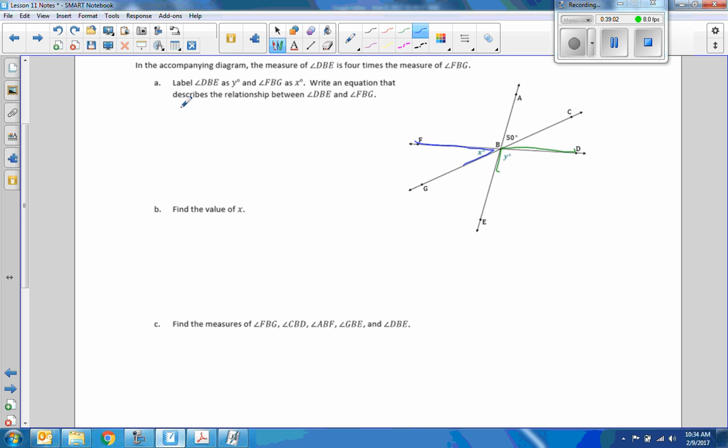Okay, so I would say the measure of angle, and what does it say? DBE is 4 times. So the measure of angle DBE equals 4 times the measure of angle FBG. Okay, this is 4 times as big as that. So now I know DBE is y. Y equals 4x.